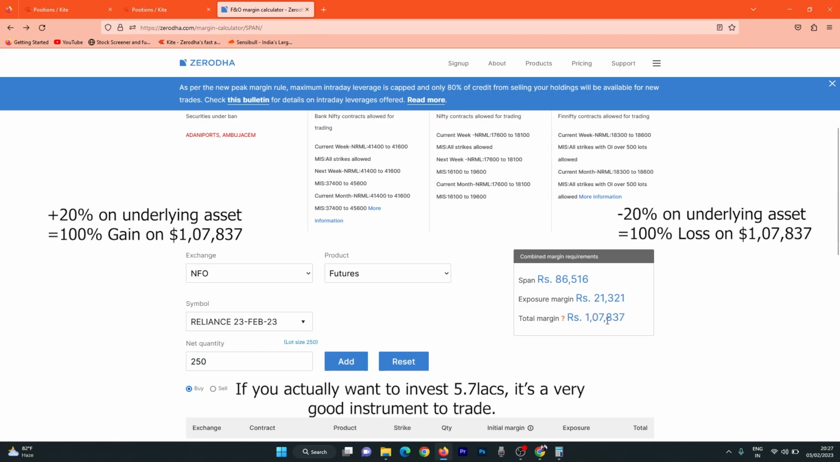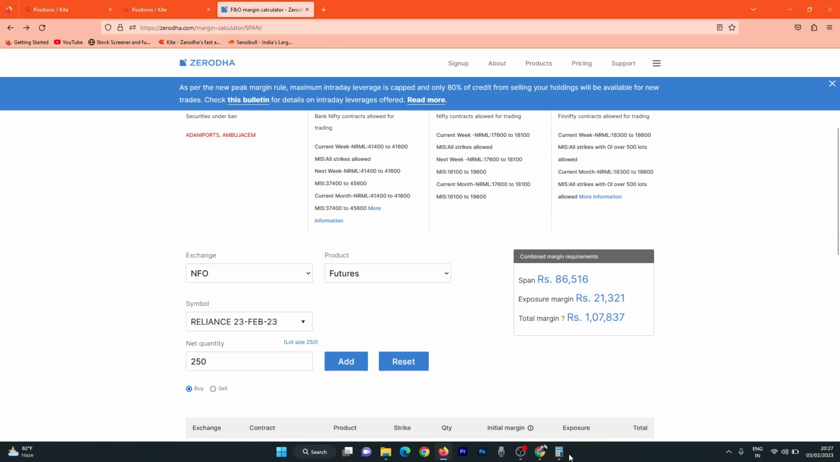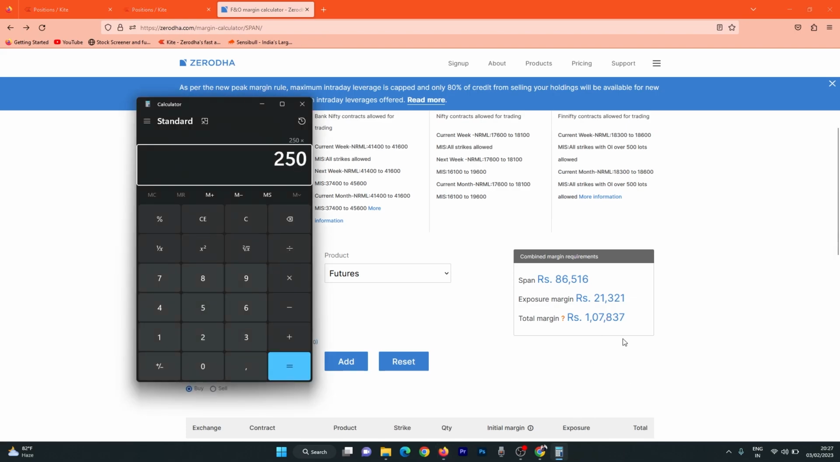This is only the margin that is required. In reality, what you are trading is 5,75,000, right? Like we calculated 250 into 2,300, let's just say. So you really need to be very careful while trading this instrument. But also, it goes the other way too. What people see is only the upside, but what you really need to see in the stock market is how much you can lose rather than how much you can make.